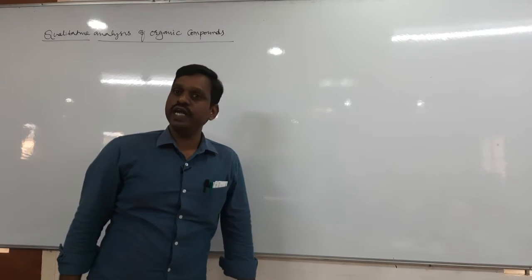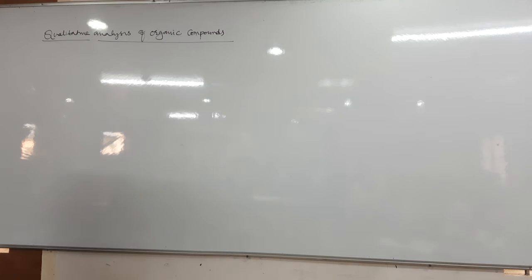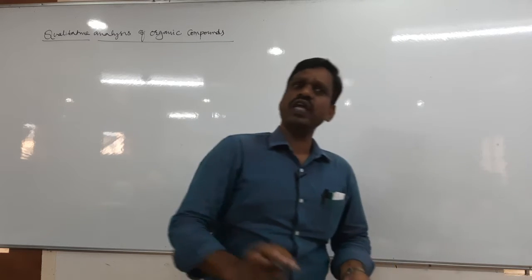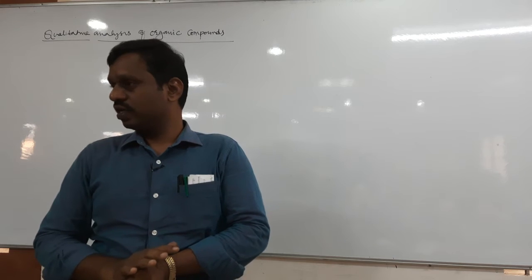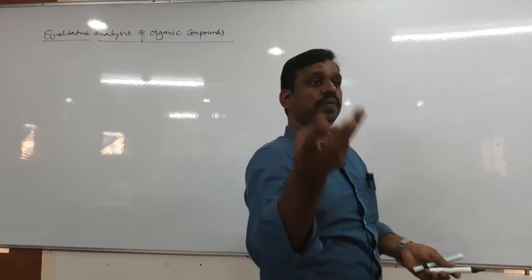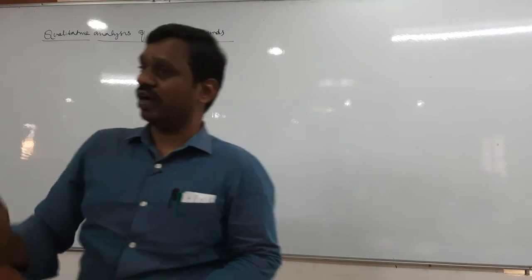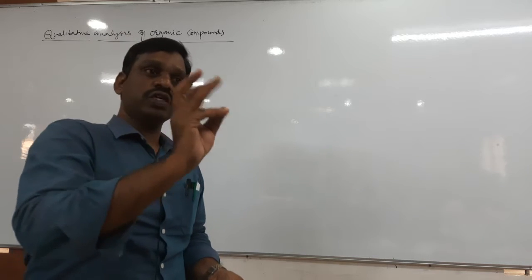We have both qualitative and quantitative analysis. Let us study first qualitative analysis of organic compound. In qualitative analysis, we are going to study detection of elements, right? So we know that every organic compound must have carbon and hydrogen. Apart from carbon and hydrogen, there may be oxygen, there may be a halogen, even there may be sulfur, there may be nitrogen, etc.